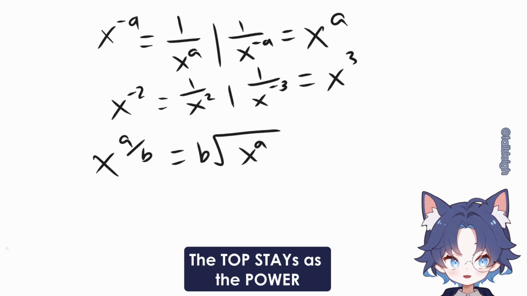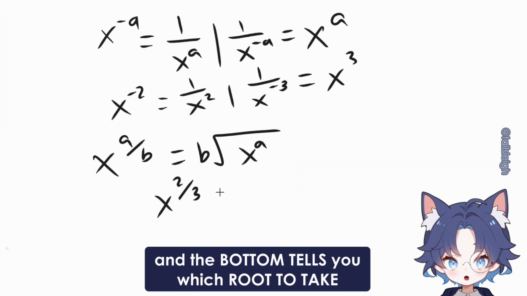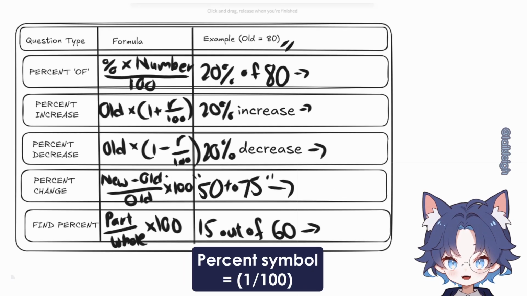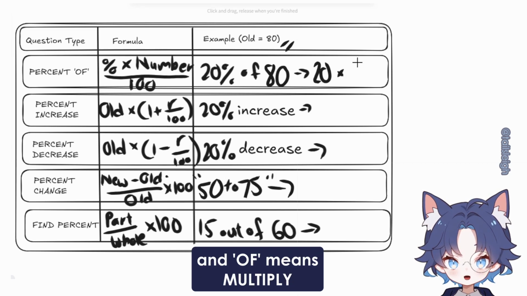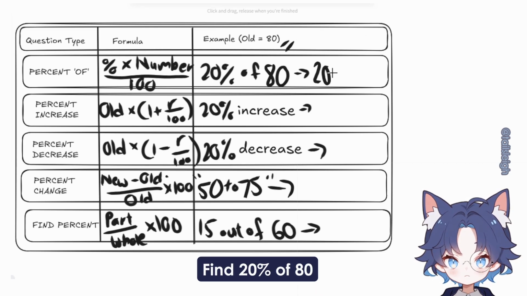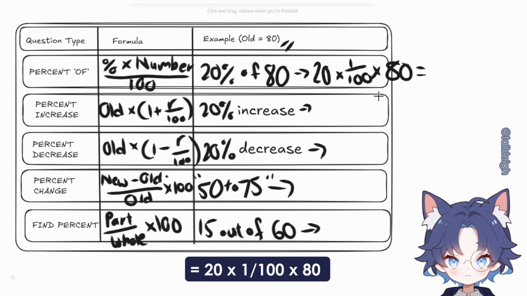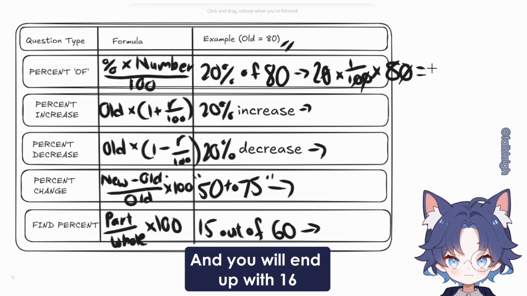The top stays as power and the bottom tells you which root to take. If you see a tree on the bottom, it's a cube root. Percent symbol literally means over 100 and "of" means multiply. Find 20% of 80. You write 20 times 1 over 100 times 80 and you will end up with 16.